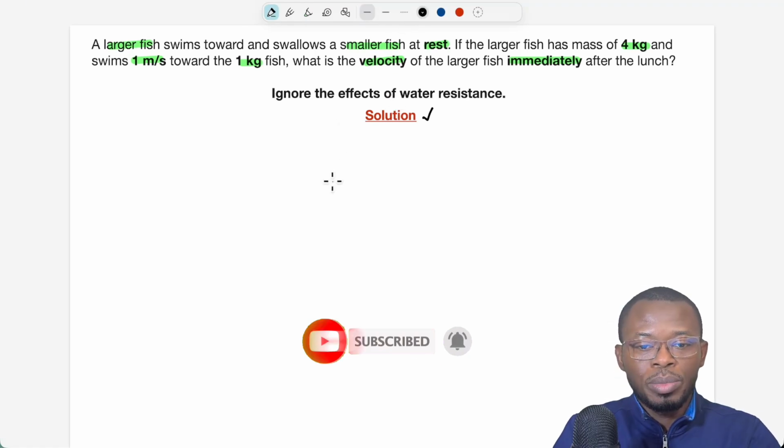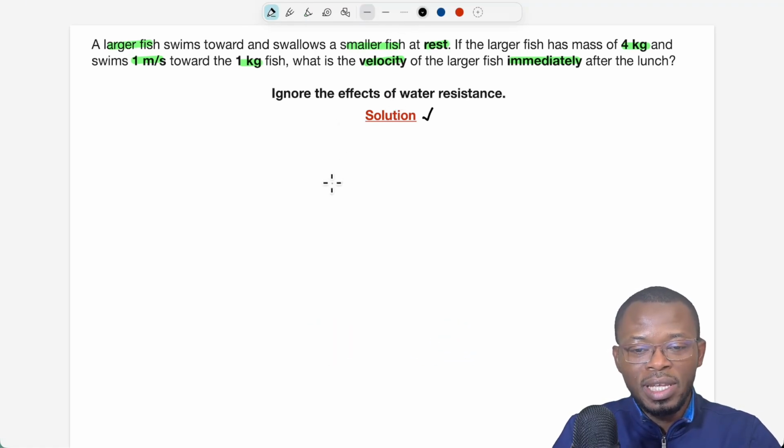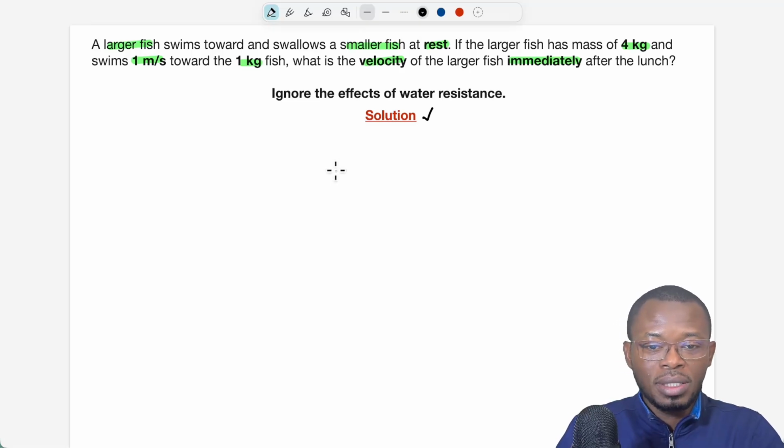So this is a problem on the conservation of linear momentum. Momentum is nothing but the product of the mass and velocity of an object. In this problem, we have two fish, with the larger fish swimming toward the smaller fish and then swallowing the smaller fish. So let's take the data given to us in this problem.